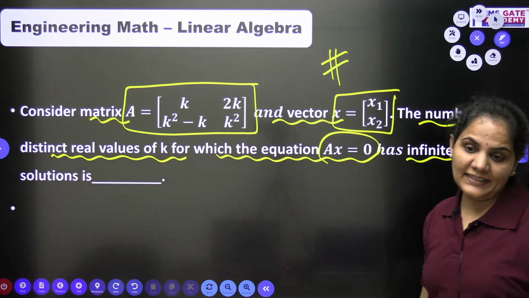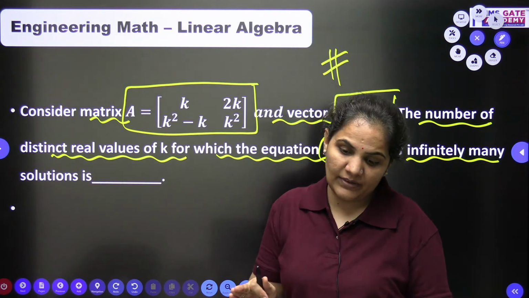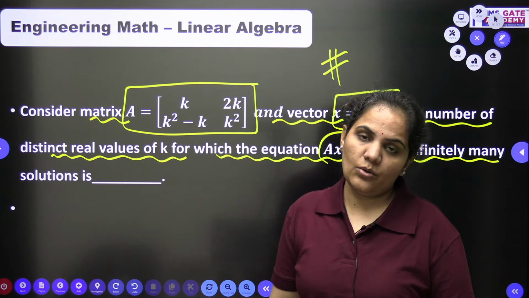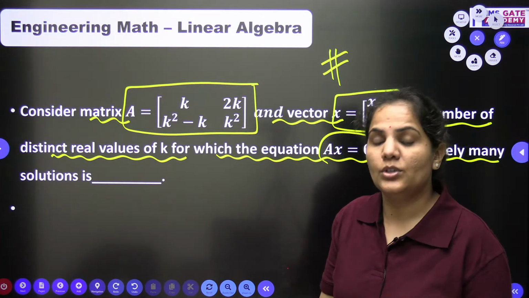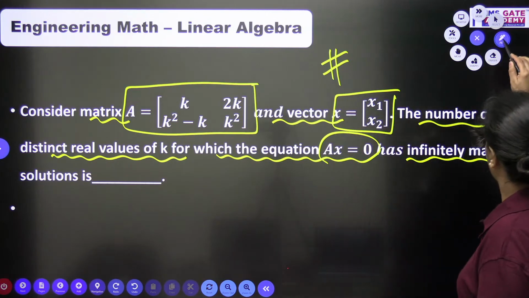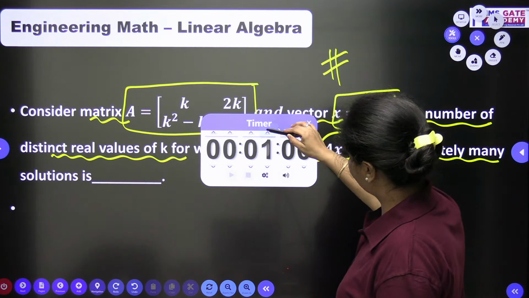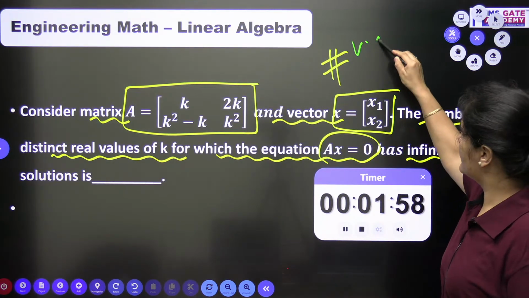Then the number of distinct real values of k for which the equation Ax is equals to 0 has infinitely many solutions. Now in this case, it is already given to you, beta, we are having infinitely many solutions. Okay, so it means it is already given to you, your rank is less than 2. Let's approach it. You guys will try, then I will tell you how to deal. Take your time. A good question, a very good question.